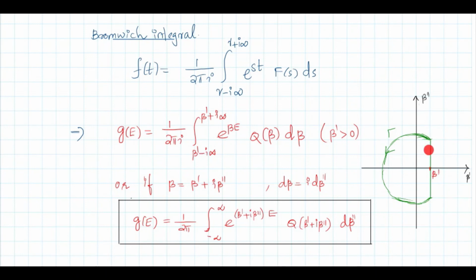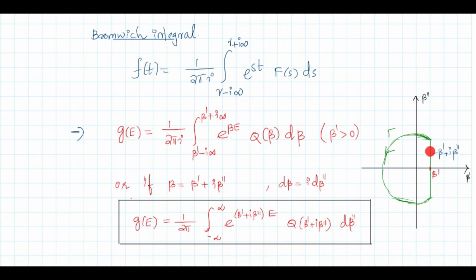Now consider a vertical line like this. Along this line the value is beta prime plus i y, or i beta double prime. Here, in the imaginary axis, you have beta double prime. So any point on this vertical line is beta prime plus i beta double prime, and in the limit this length tends to infinity. The lower end can be denoted as beta prime minus i infinity, and the top end is beta prime plus i infinity. So integration is along this line.